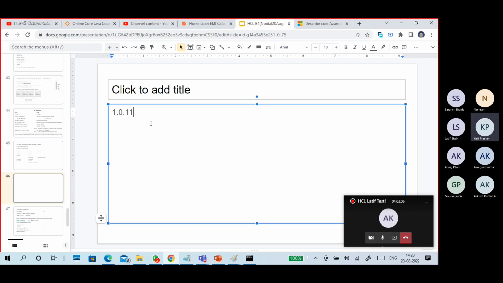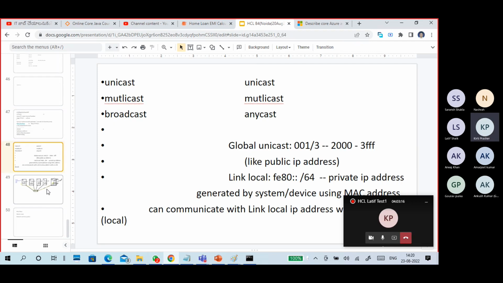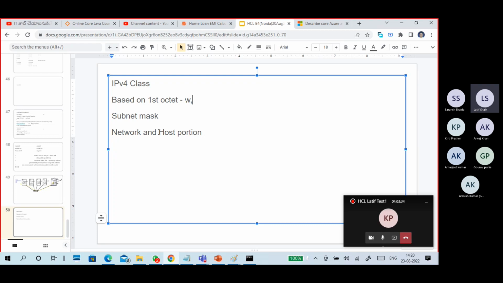I was asking about the IPv4 classes. Do these also get ranges between 0 to 255, or do they have another range? No, the same only. Classes are identified based on the first octet. When you are taking an IP address, for example W.X.Y.Z, which one is the first octet? W. So it is based on W in WXYZ.